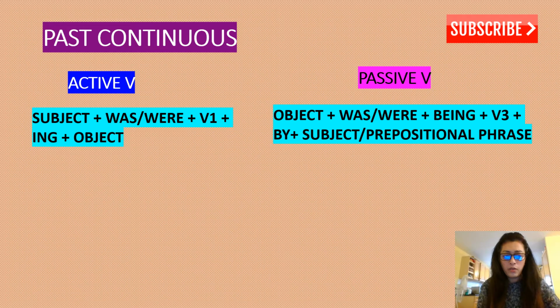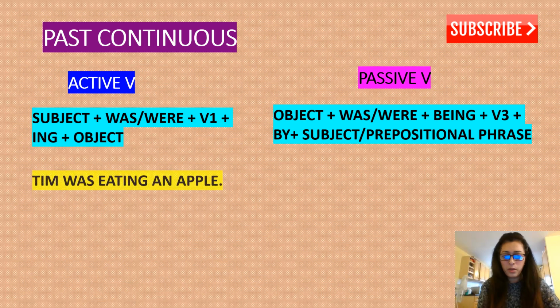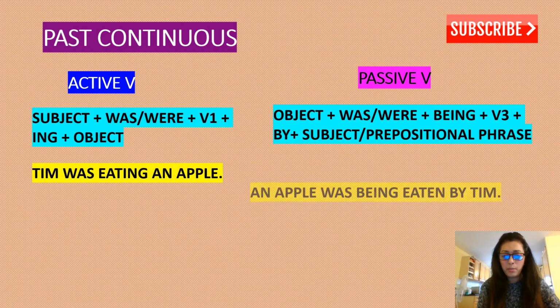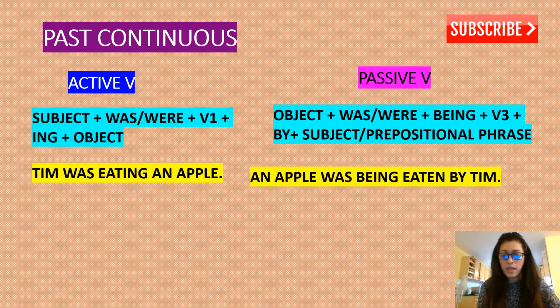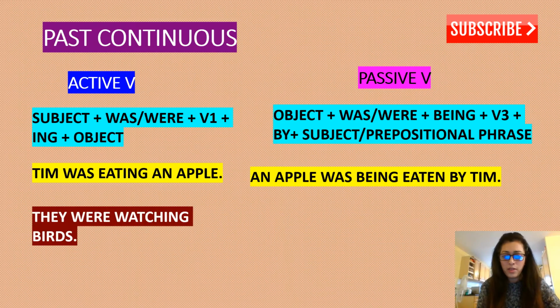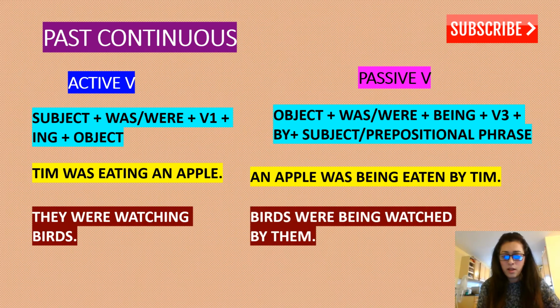Now here, the sentence formation for the past active voice will be subject with was, were plus V1 ing and object, and on the other hand with the passive voice it will be object plus was, were with being, verb third form, by, and subject or prepositional phrase. So the first example will be Tim was eating an apple. An apple was being eaten by Tim. They were watching birds. Birds were being watched by them.